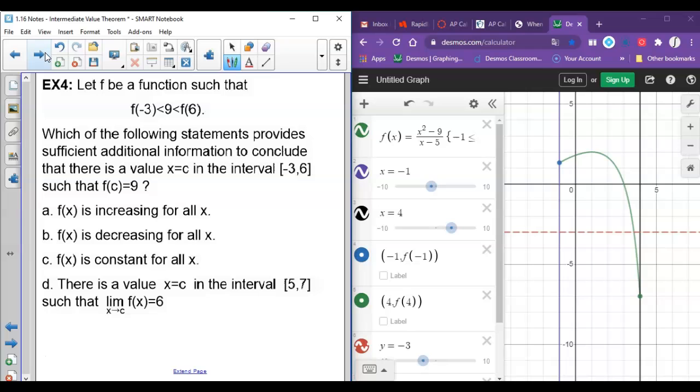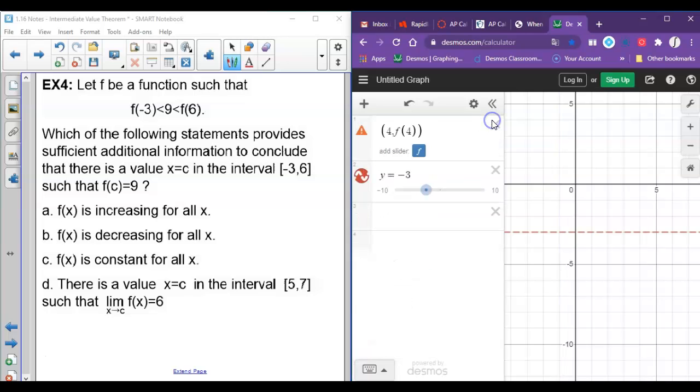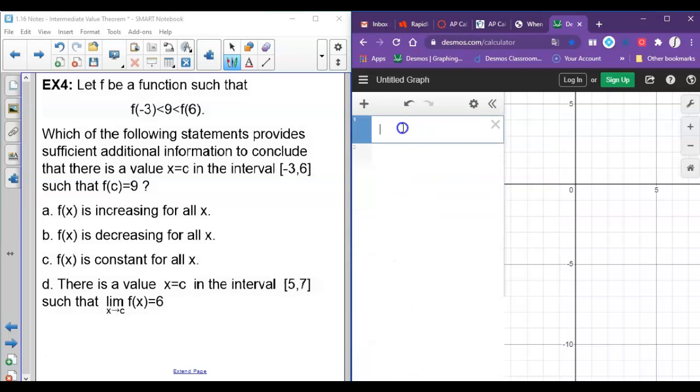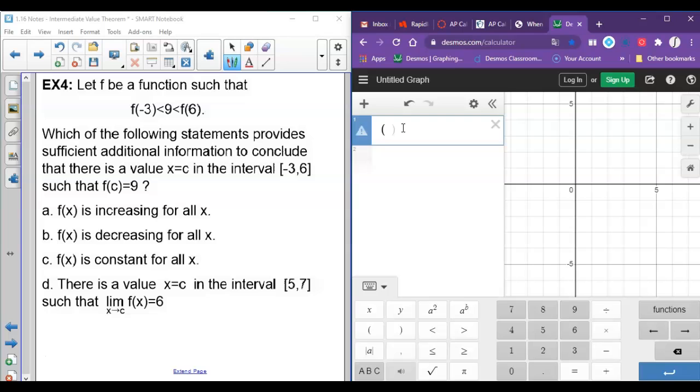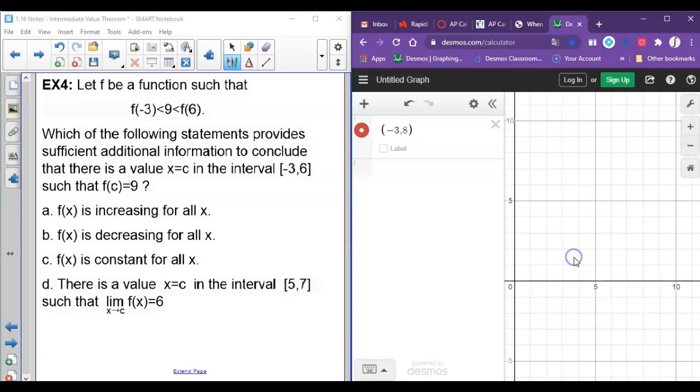So, we know here that f of negative 3 is something below 9. We know f of 6 is something above 9. So let's just think about what this would look like on the graph here. I'm going to get rid of what we had for our other problem. So I know I've got the point negative 3 and some number below 9, so maybe 8. And let's move.